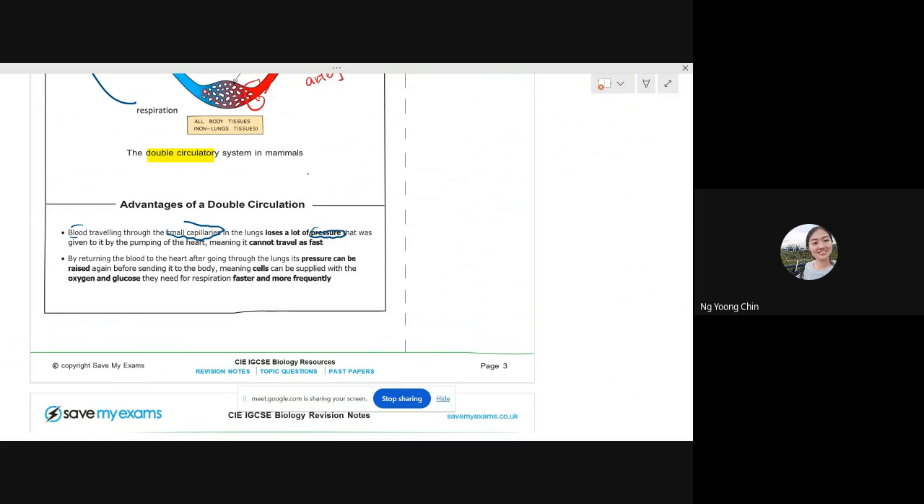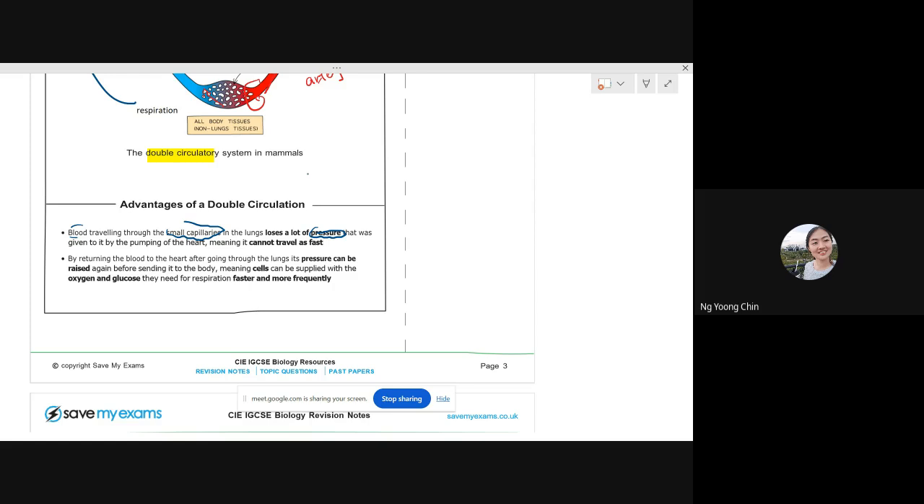So it means that the blood cannot travel too fast, because the capillary is already very small, so they are able to restrict the movement. So when the blood returns to the heart after going through the lungs, the pressure can be raised again before sending it to the body.